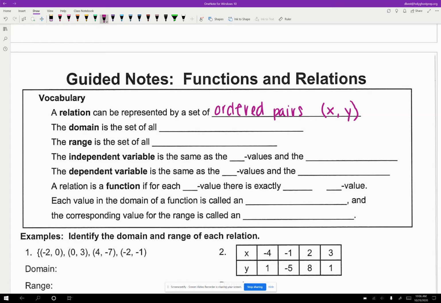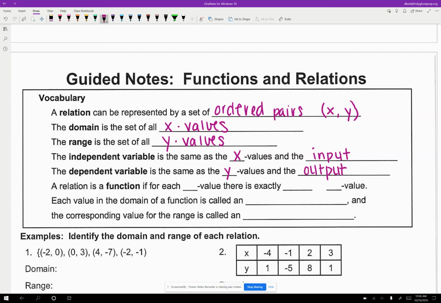The domain, when you're asked for the domain, it's the set of all the x values. And the range is all the y values. So all these things that we've just talked about, relations, domain, and range, is kind of just a list of numbers. Another name we have here is the independent variable, and that's the same thing as the x values, and it's also called the input. So it's the stuff that goes into our function. And then the dependent are the y values, and those are output.